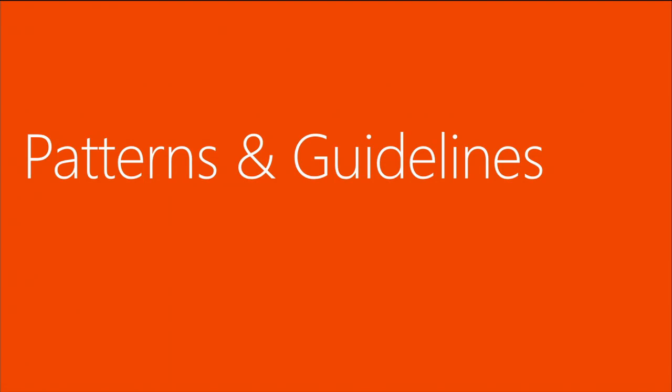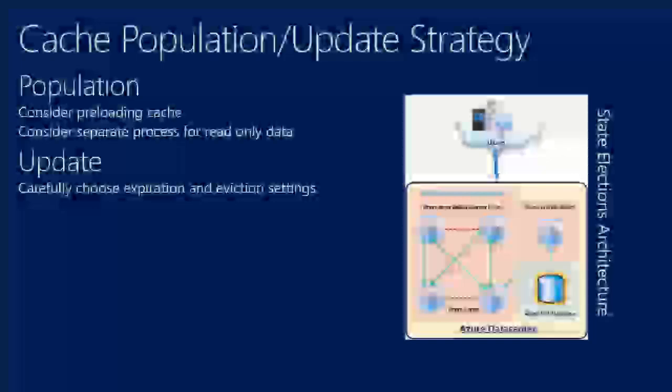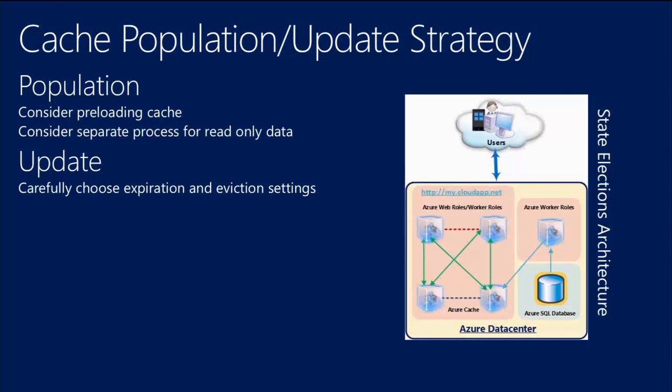So, patterns and guidelines. This is really just a recap of all the different things we've talked about today, with one additional slide. Everything we've been doing so far has been the cache-aside model, where you try to get something from the cache; if it's not there, get it from the database, put it in the cache, and it's there for next time.